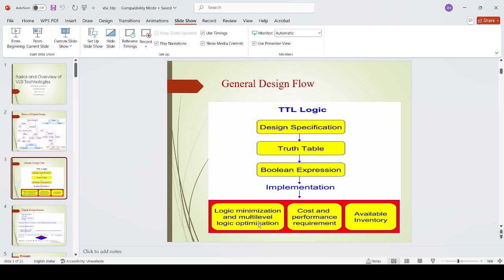And after that, we are going to examine the available inventory. So, existing hardware like logic gates, like IC 7400, 7432, are reviewed to determine which can be efficiently utilized. Like that, this is the initial design flow.